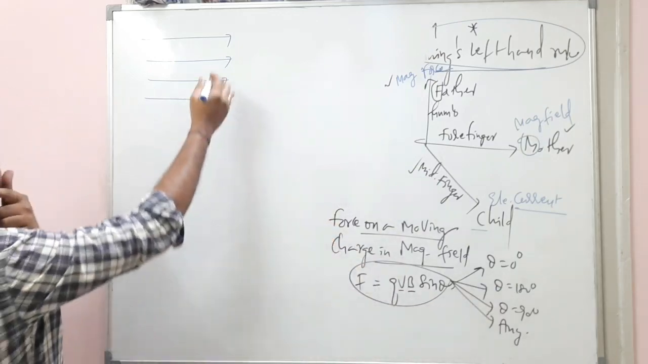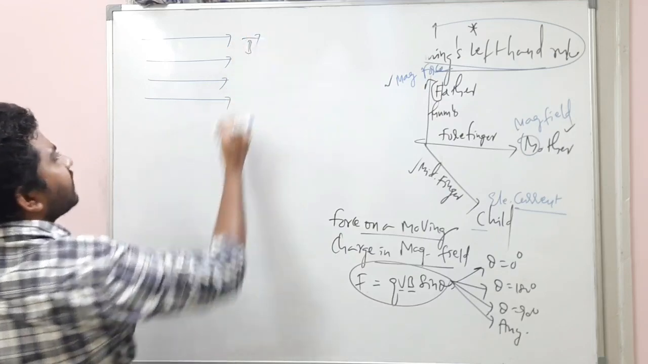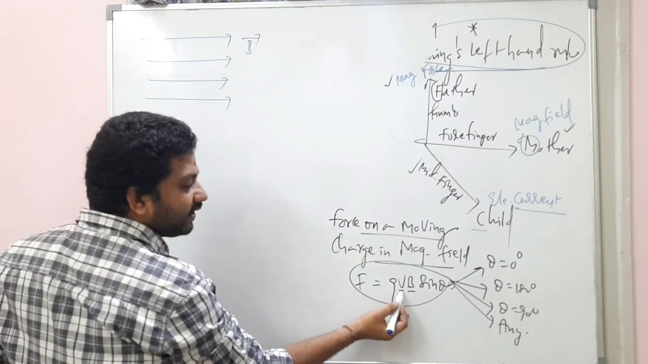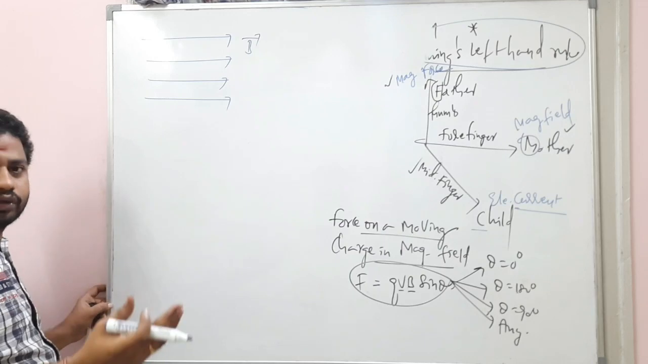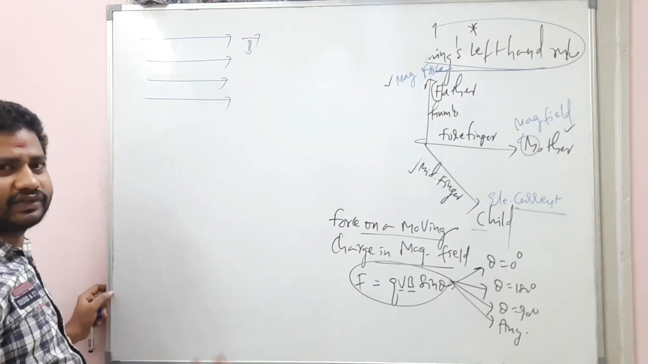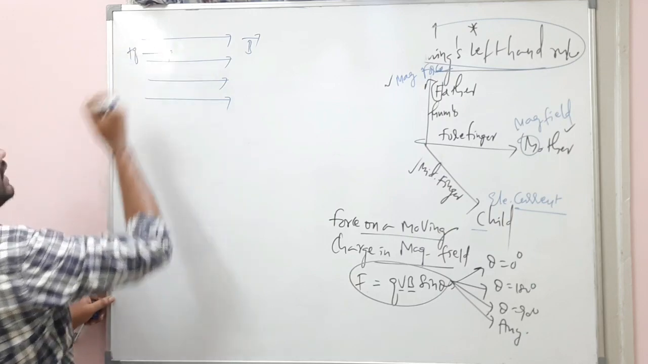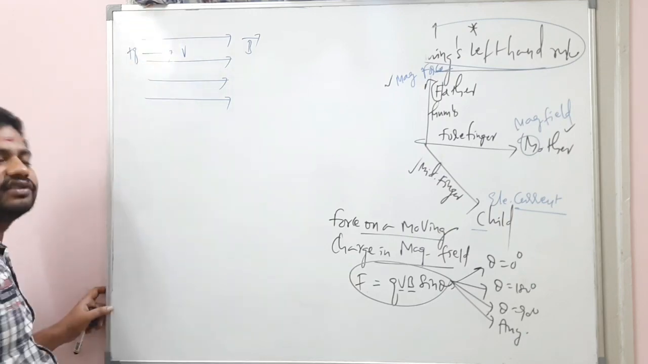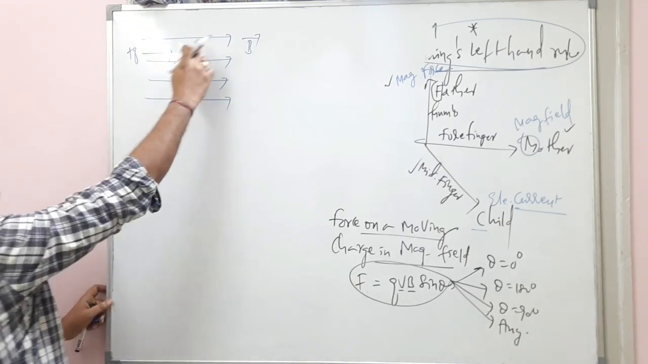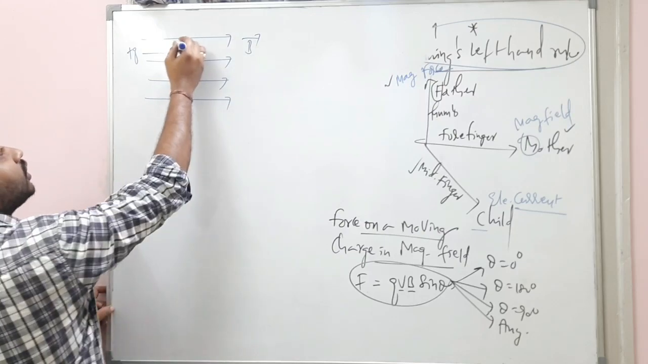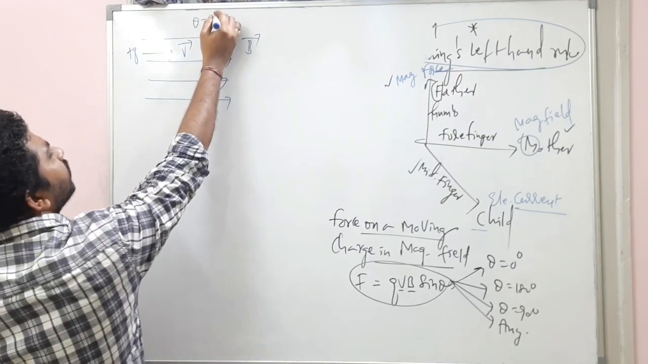So here, this is the magnetic field direction, right? So what is this V? It is the velocity of a charge, an electron or a positive charge, anything. Imagine there is a positive charge which is thrown like this. This is the direction of V bar. So the angle between V bar and B bar is 0 degrees, right? So theta is 0 degrees.